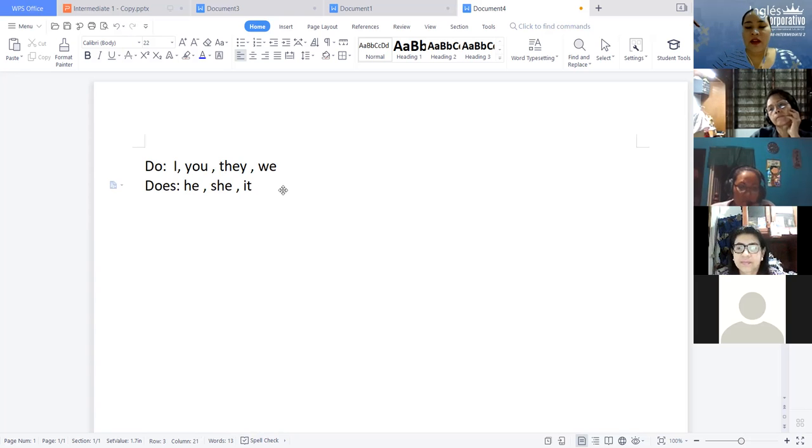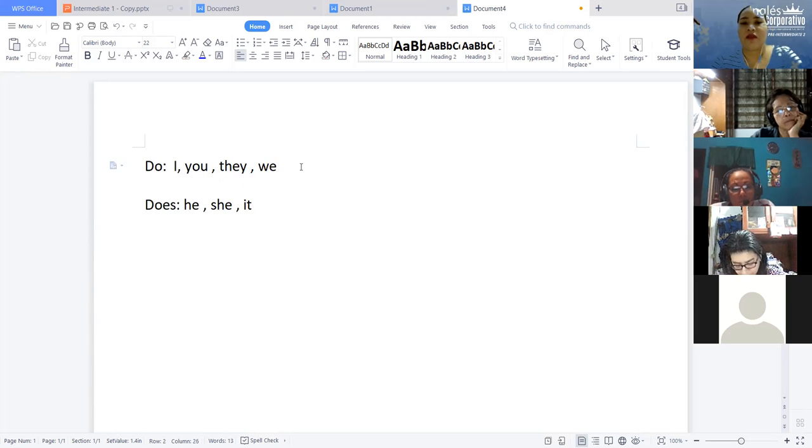So yeah, it's in the way that our partner has been saying: we are going to use do with I, you, we, and they. And does is going to be used with he, she, and it, right? Let's remember that these ones are called the first persons, and in these the verb doesn't change at all. These are called the third person, and in this one, yes, you need to change the verb.